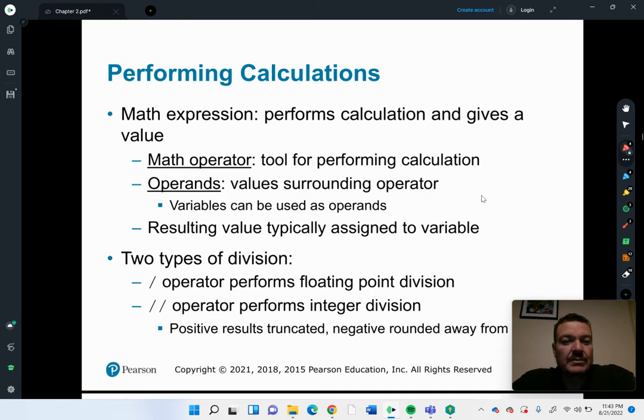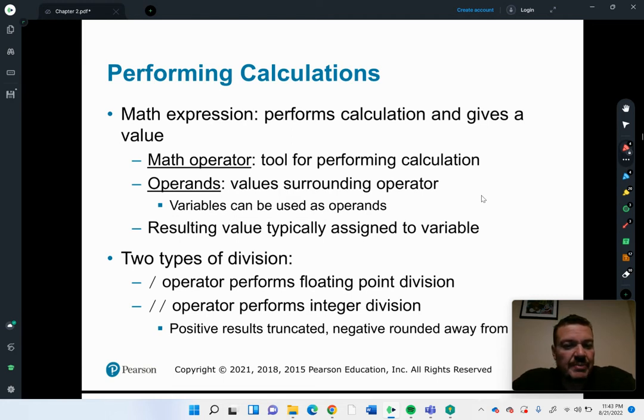The math operator, which is a tool for performing calculations, and operands, which are values surrounding the operator. Variables can be used as operands, and oftentimes are. The resulting value typically is assigned to a variable.